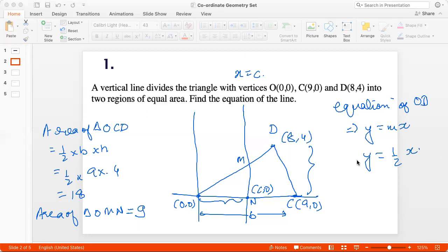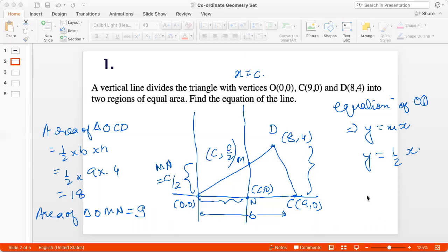Now, if y is 1 by 2 x, then this point, whose x coordinate is c, will have a y coordinate of c by 2, right? Because this point lies on the line, and for this line, the y value is always half of the x value. The x value is c because this point lies on this vertical line, and so the y value is c by 2, which means that this vertical distance from M, this vertical distance, is c by 2, right?